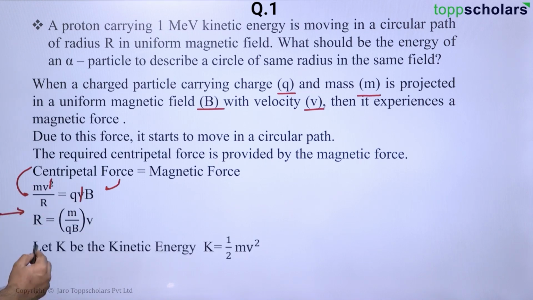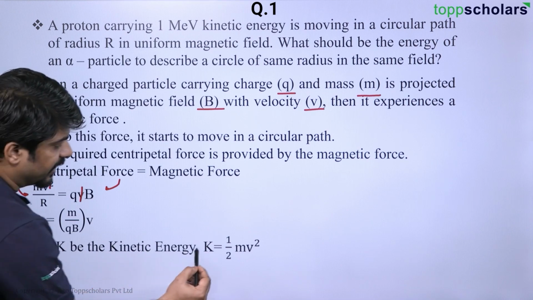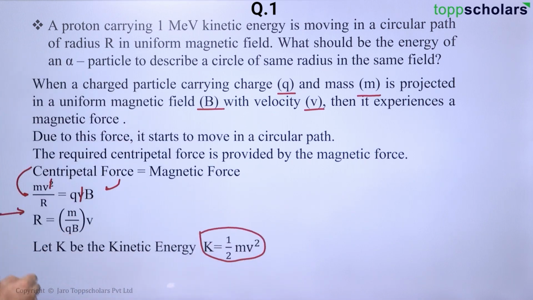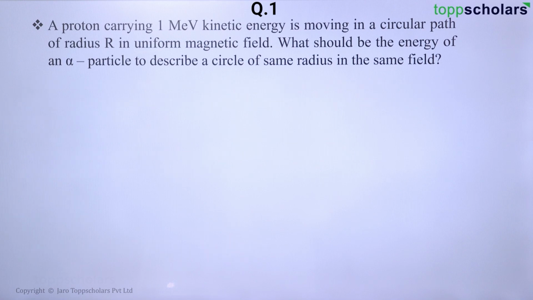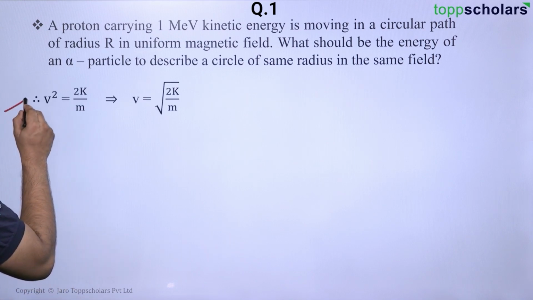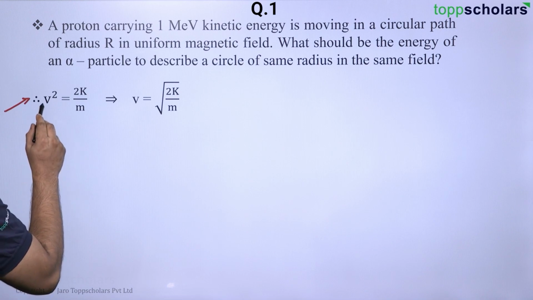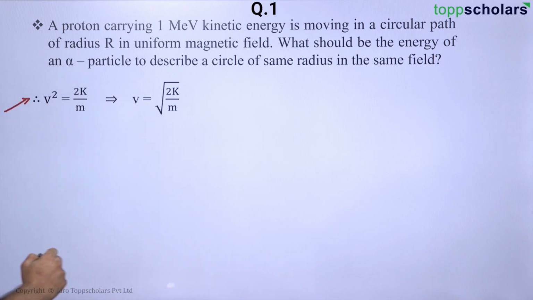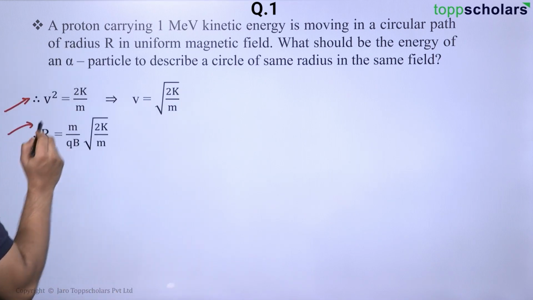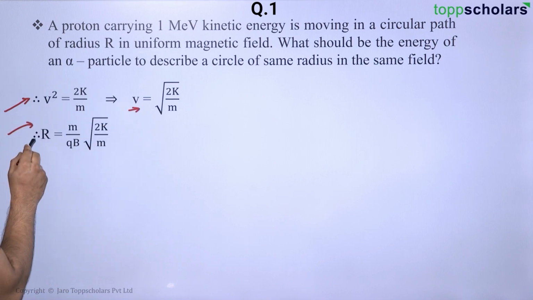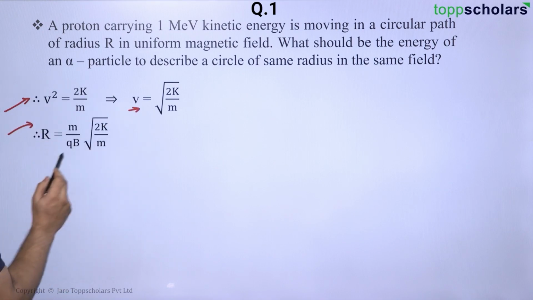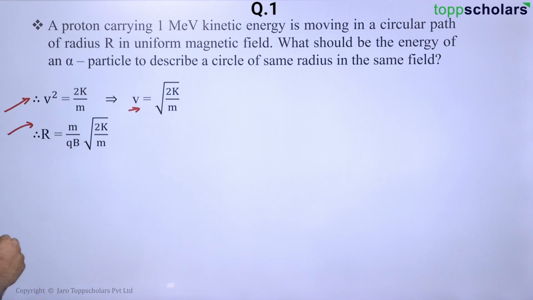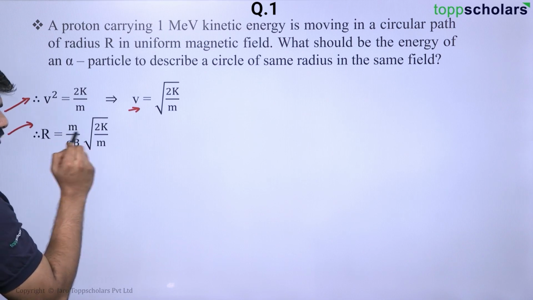Now let's say that k is the kinetic energy, and kinetic energy is nothing but 1/2 mv squared. This is the standard formula as we all know. From that equation of kinetic energy, we can write v squared is equal to 2k upon m, and therefore v is equal to under root 2k upon m. After putting this value of v in the equation of radius r, it will be m upon qB under root 2k upon m, because if you remember, this formula was mv upon qB. So we have just put the value of v over here.